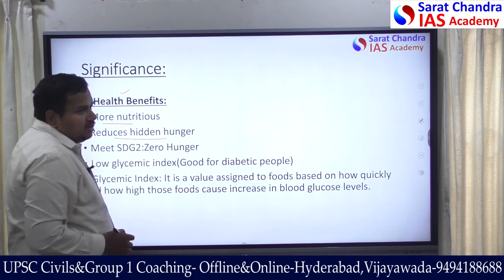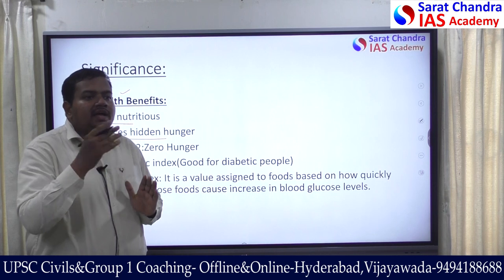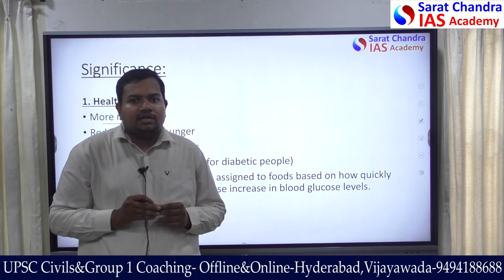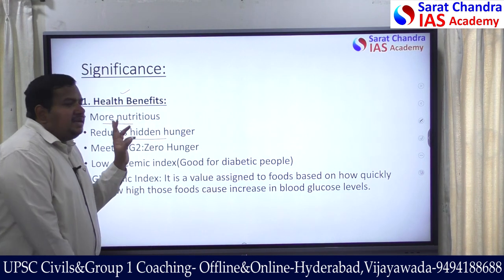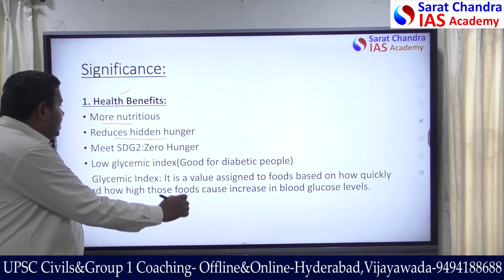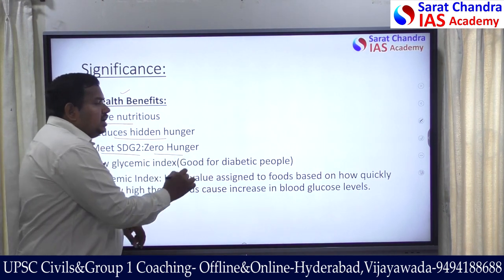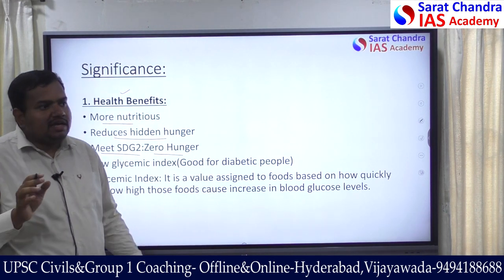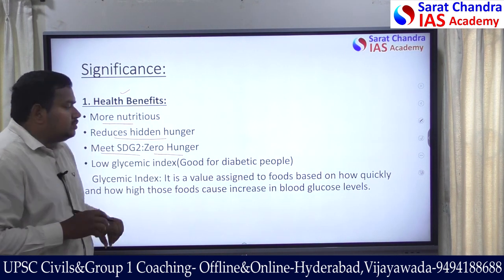Similarly, reduces hidden hunger. Hidden hunger is with respect to nutrition only. Generally, there may not be hunger, but there can be hidden hunger because of undernourishment, we call it. So, hidden hunger is nothing but undernourishment. So, because millets are more nutritious, it is going to solve the problem of hidden hunger. And meet SDG 2. SDG 2 is what? Zero hunger. In our first module, we have already discussed all the SDGs I have given you. So, SDG 2, zero hunger. That is elimination of the hunger.